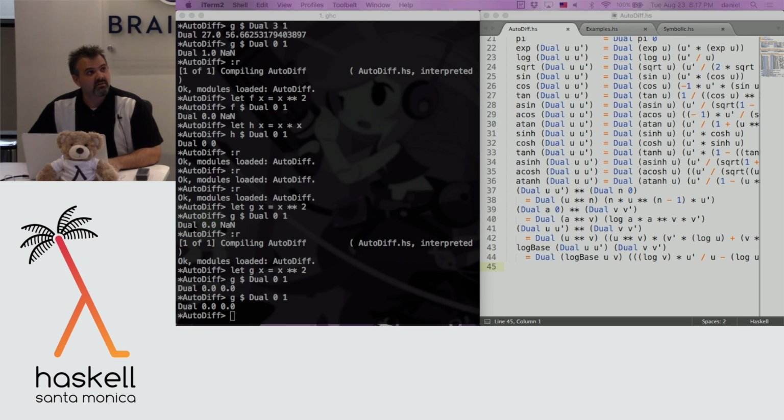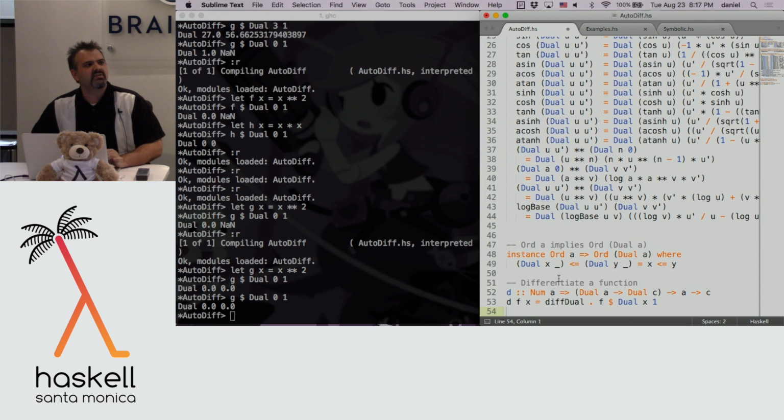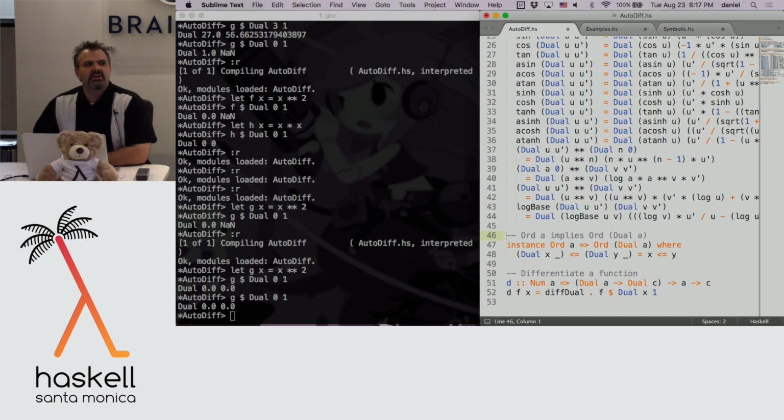Okay, so what are we missing here? I'm going to write one more instance, an ORed instance. And this ORed instance is really just for bookkeeping. Basically, how do you turn a pair into an ORed? You just look at the first component. That has nothing to do with derivatives, but this is to satisfy some type checking that has to happen later.